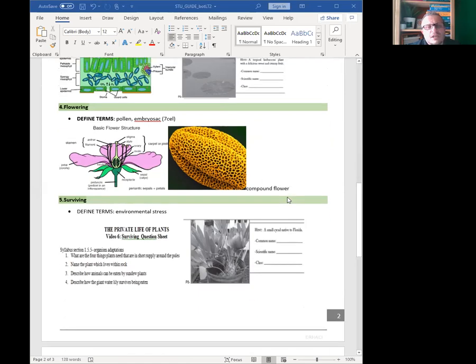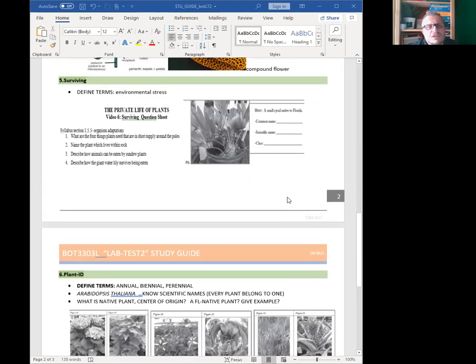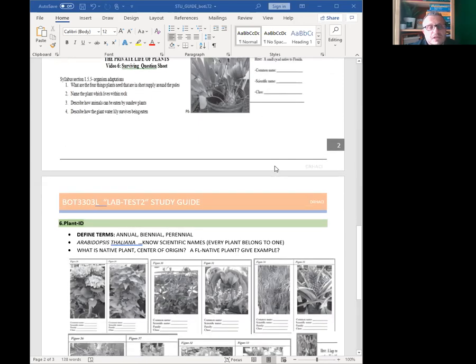And then the surviving lab, which is the next lab, was about environmental stress and how plants have to live in abiotic or biotic stress conditions, and then how they survive, right? And then we also had a surviving video and the questions, the prompts, and then a plant of the week, Zamia, which is a Florida native plant.